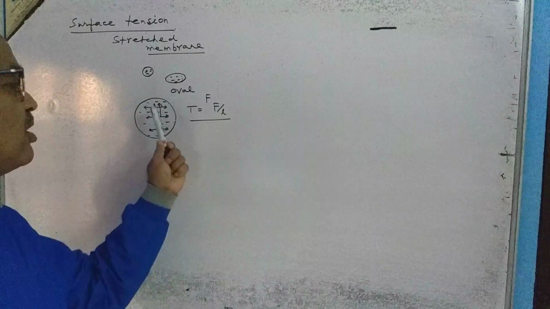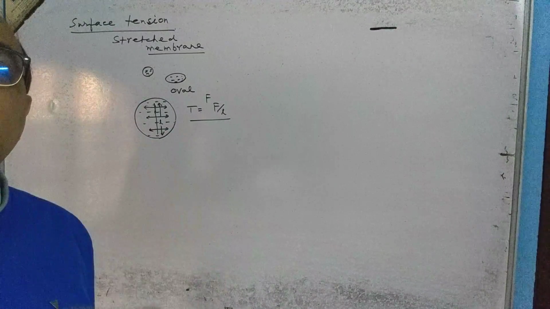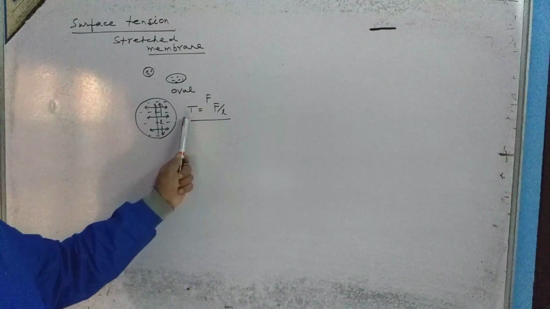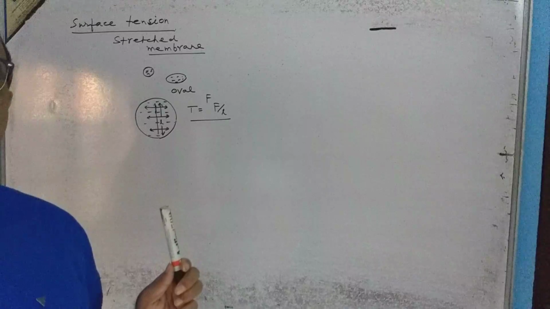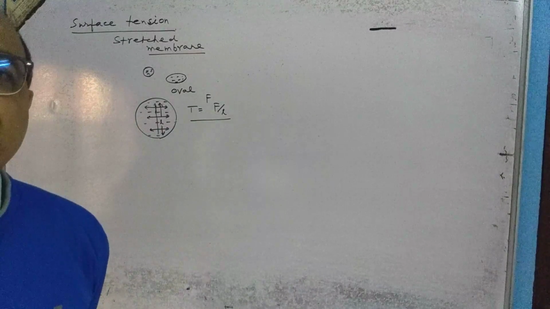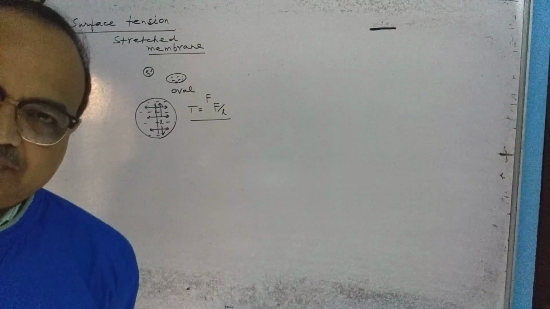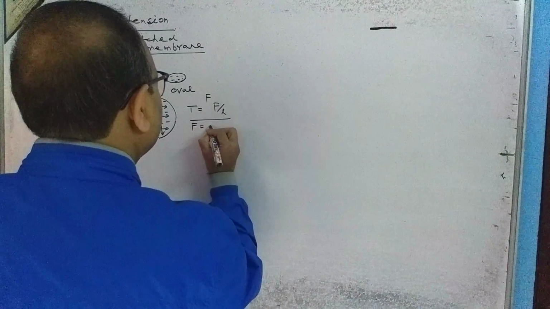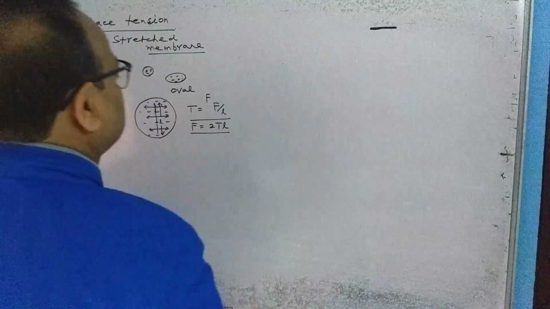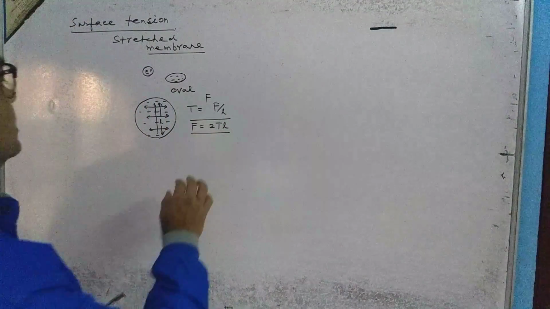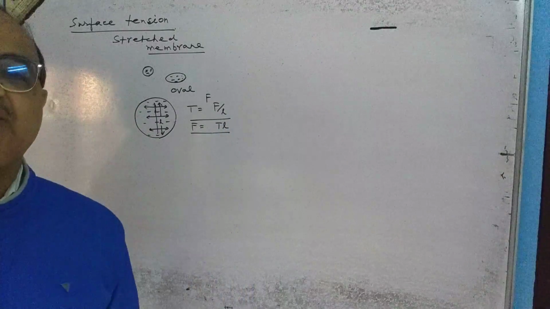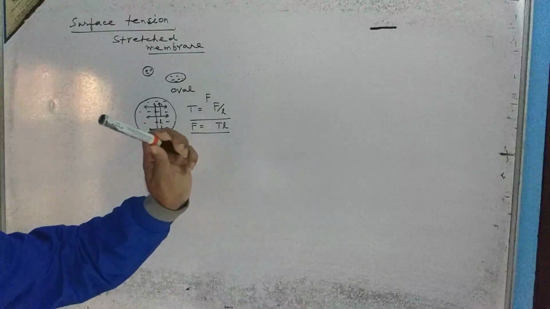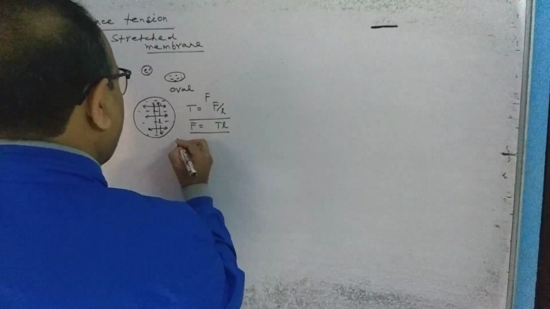Surface tension is the force per unit length of an imaginary line drawn on the surface of the liquid. In this way it is drawn. This is the surface tension. Then we can say F is equal to how much? F is equal to T into L. Force is equal to surface tension into length.